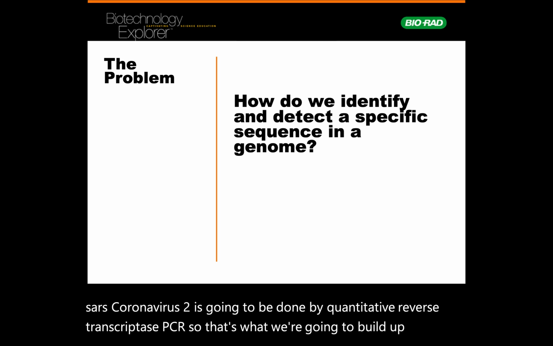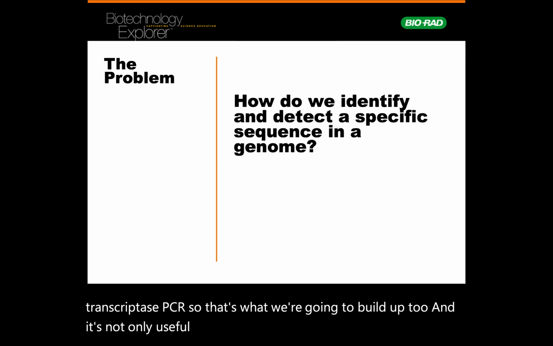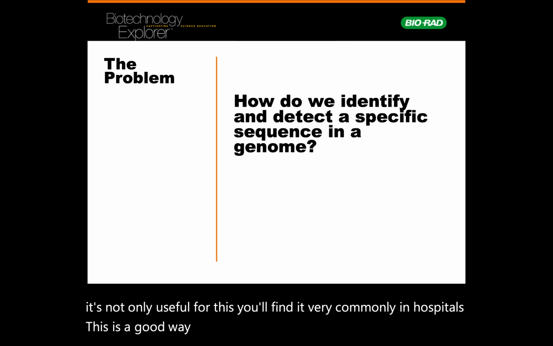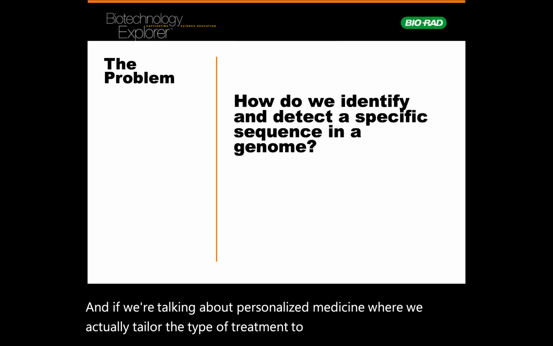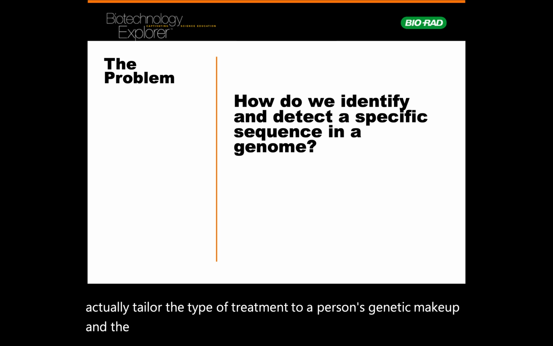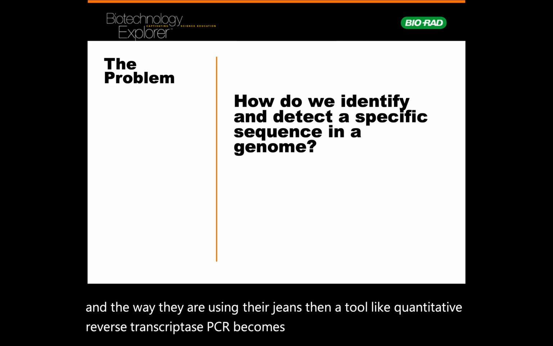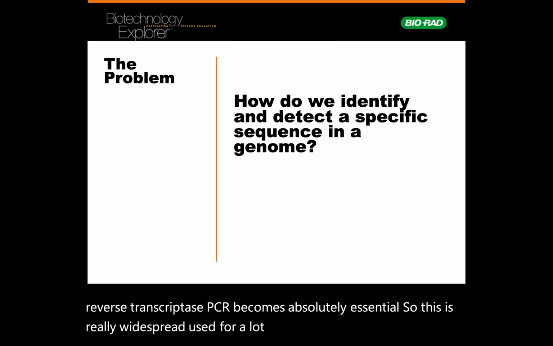And it's not only useful for this. You'll find it very commonly in hospitals. This is a good way to detect different kinds of metabolic disease. And if we're talking about personalized medicine, where we actually tailor the type of treatment to a person's genetic makeup and the way they are using their genes, then a tool like quantitative reverse transcriptase PCR becomes absolutely essential. So this is really widespread, used for a lot of different diseases, and I think you ought to know about it.